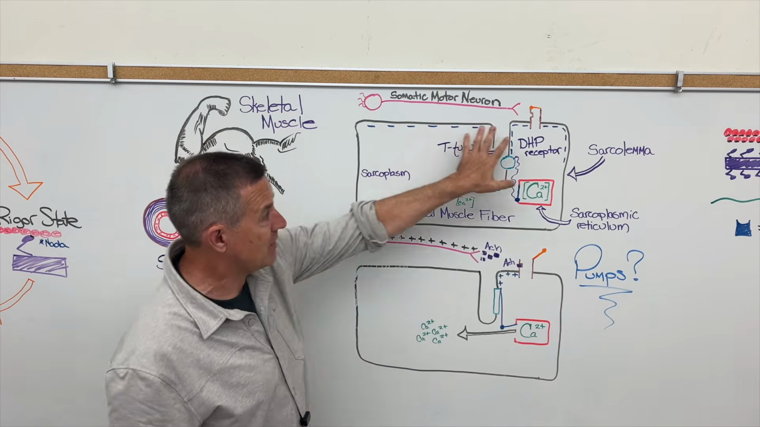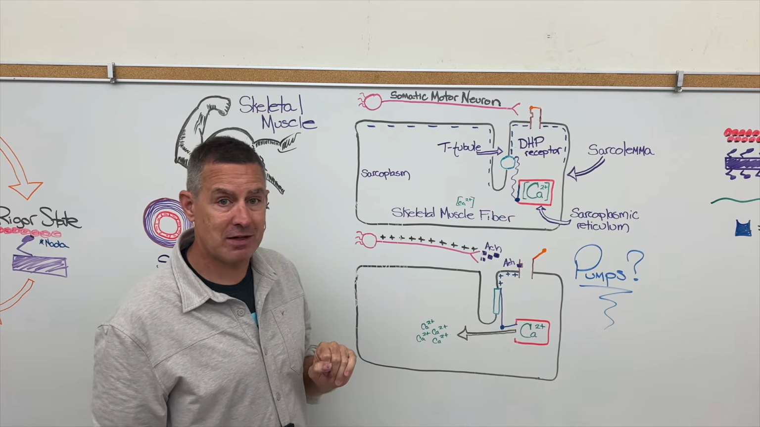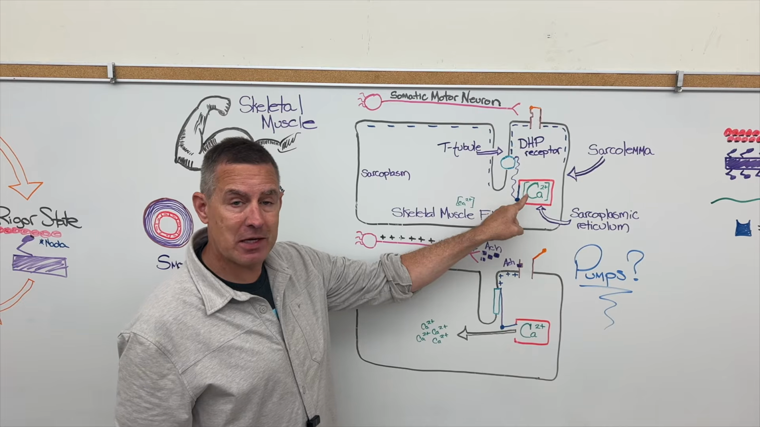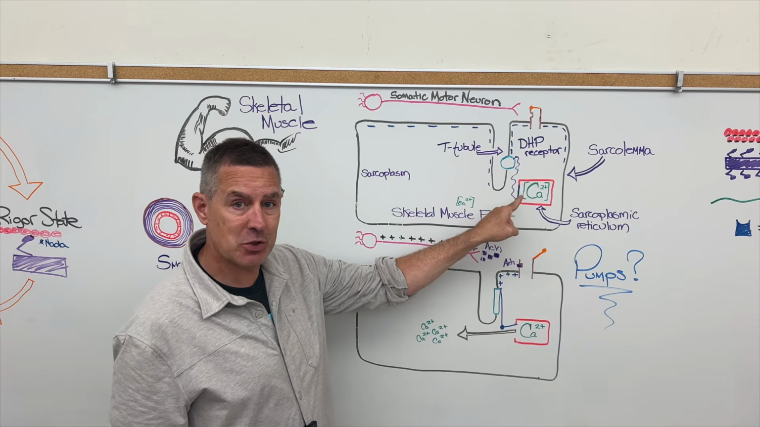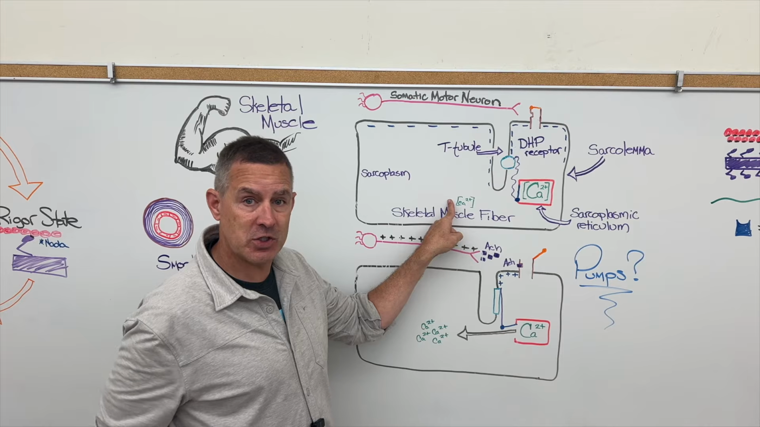In this state, we can see the negative charge on the interior, so this cell is at rest and there's no activity going on. The last thing I want to say about this is there is a super high concentration of calcium in the sarcoplasmic reticulum and a low concentration of calcium within the sarcoplasm.